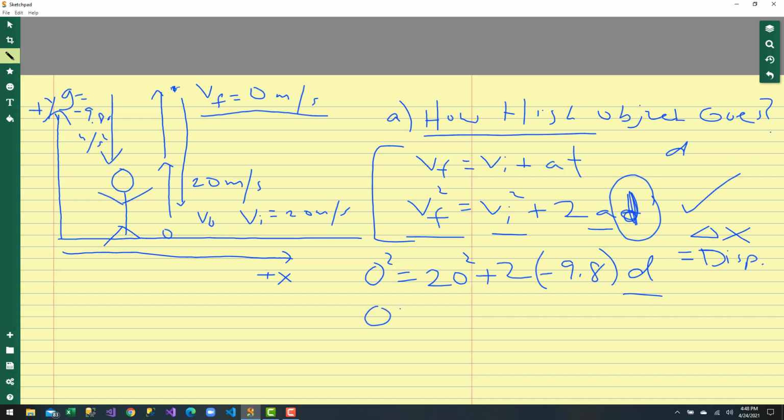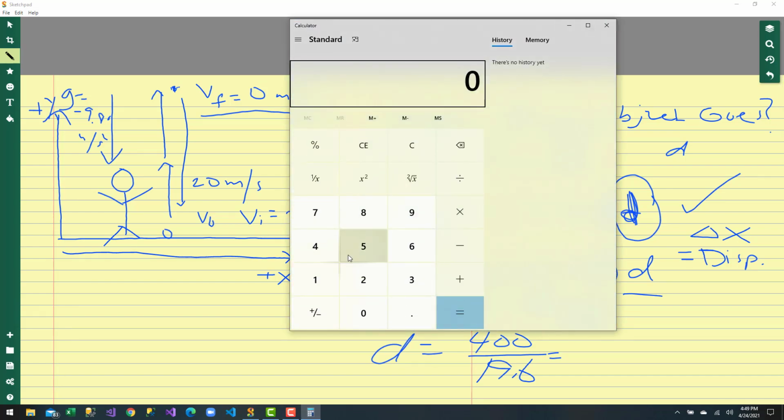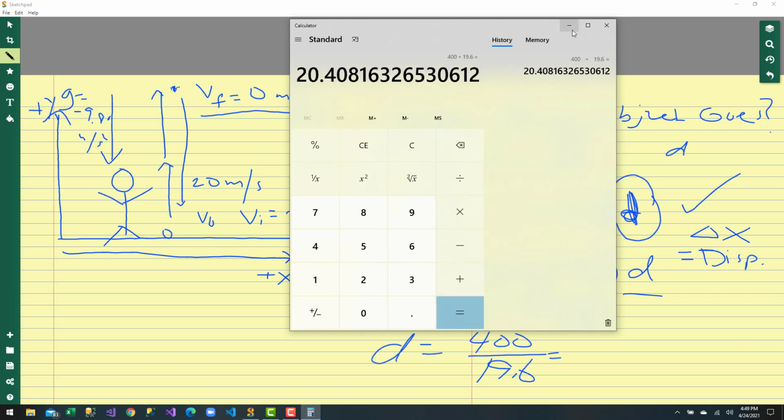So we got 0 equals 400 minus 19.6 d. That means d equals 400 divided by 19.6. I'm going to punch that into the calculator. There we go, 400 divided by 19.6 is roughly 20.4.